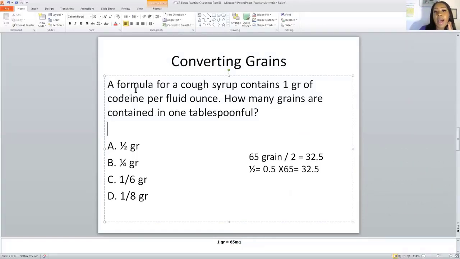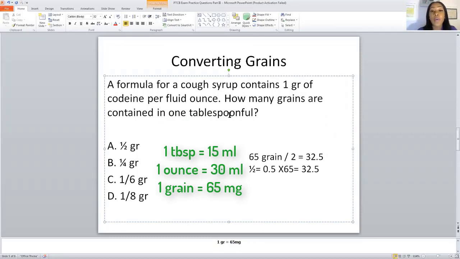0.75. A formula for a cough syrup contains 1 grain of codeine per fluid ounce. How many grains are contained in 1 tablespoonful? So you remember that 1 tablespoon is 15 mls. 1 fluid ounce is 30 mls, right? So we know that 1 tablespoon is going to be half of the fluid ounce, right?